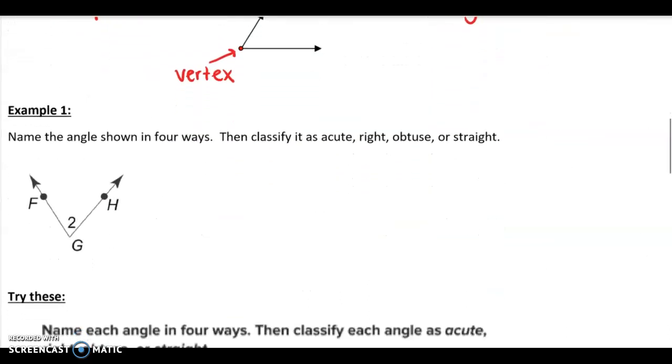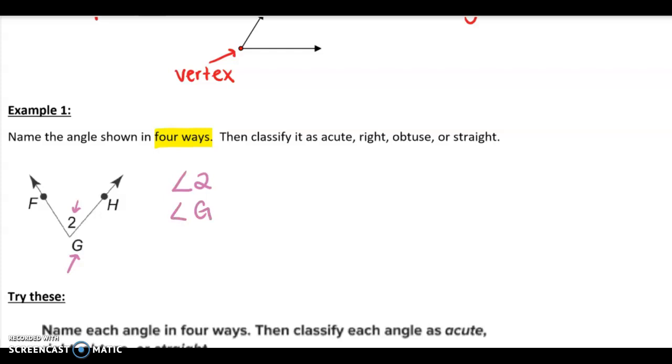All right, so speaking of naming angles, here's our first angle. There are 4 different ways we can name this angle, and one way we can classify it. We can name it using this number right here, angle 2. That's one way. The second way we can name it is to use that vertex letter, which is angle G.